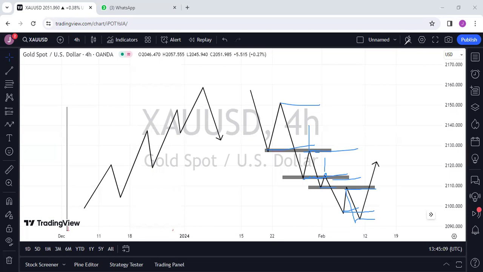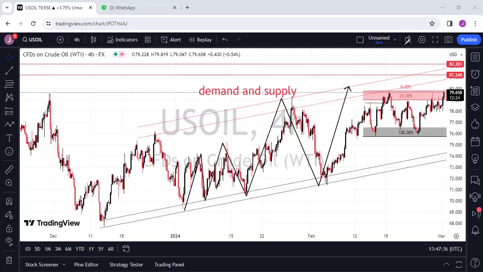Now we are going to the other type of market structure that we call demand and supply, and that forms part of my favorite trading strategy. So we better pay attention to that, because that is what I'll be teaching most of the time.